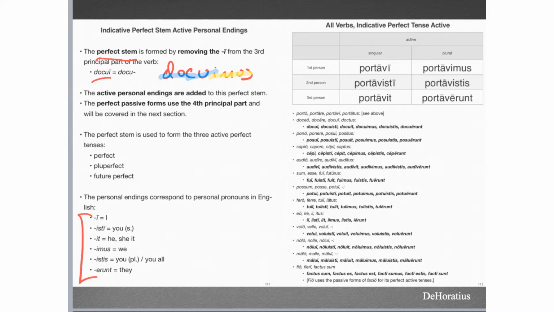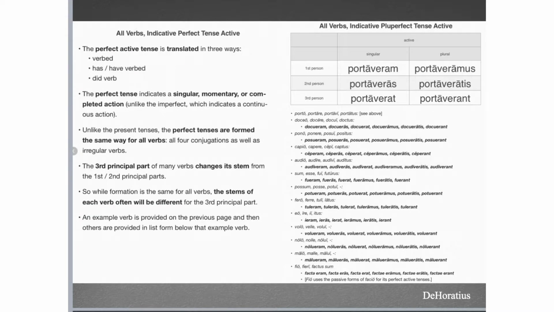The perfect tense is generally translated with the ed form of the verb. So cook, cooked, that's the perfect, the cooked part. Run, ran, that's the perfect, the ran part. Just to give you an example here, portavimus, we carried. So there's that ed form, which is the perfect.